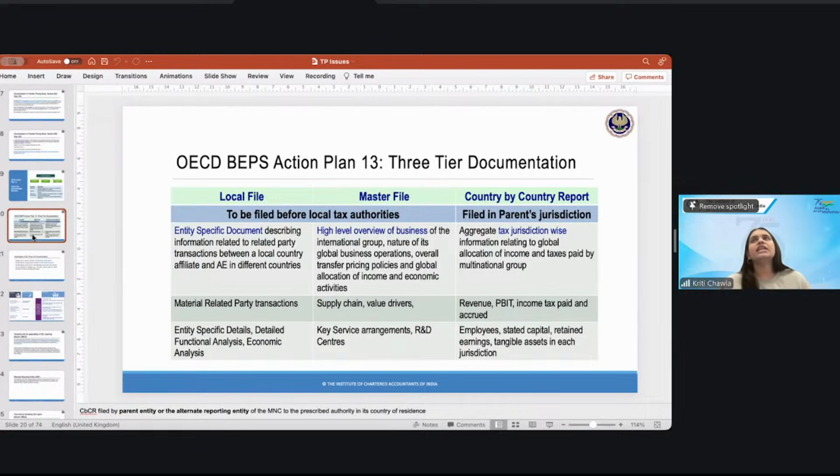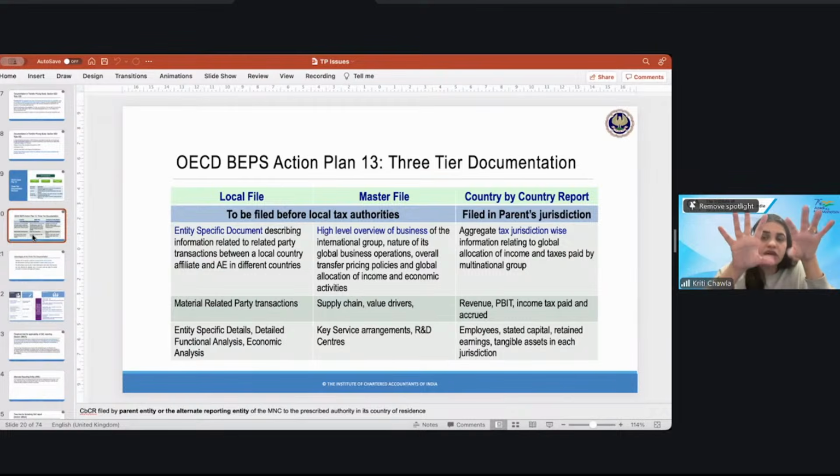Now, the third thing that has to be filed is something called the country by country report, CbCR. Now, CbCR is more like aggregate tax jurisdiction wide information. This is one report which is to be filed in the parent's jurisdiction. So who will file it? In our example, it's going to be the Indian entity, which will actually file it with the Indian tax authorities.